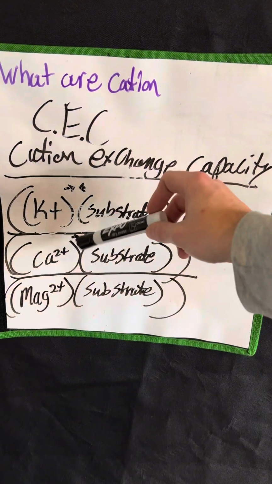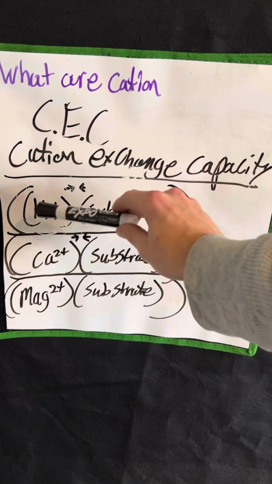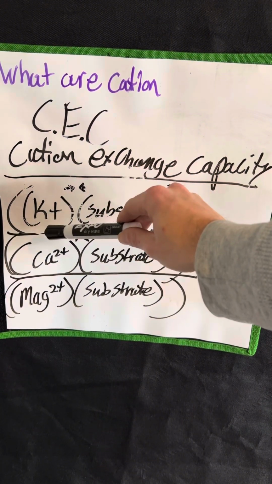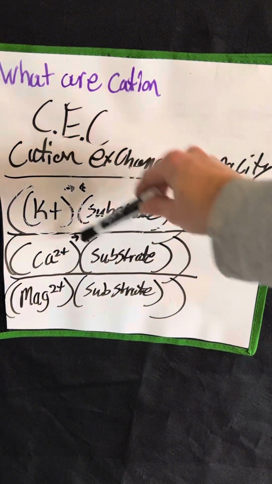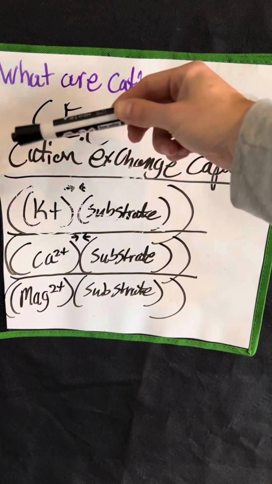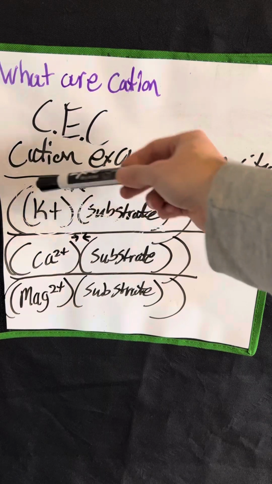So we have to do something called displacement. We have to displace this positively charged potassium cation away from our negatively charged substrate. So how do we displace this? We have to displace it with another positively charged ion.